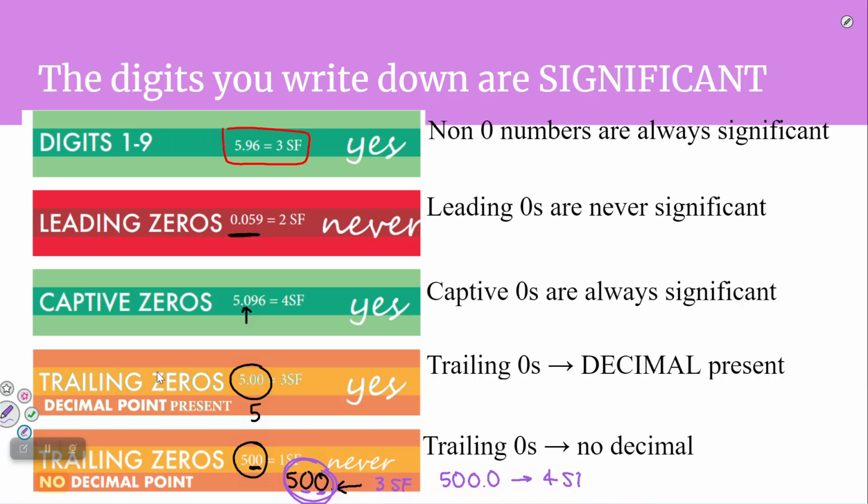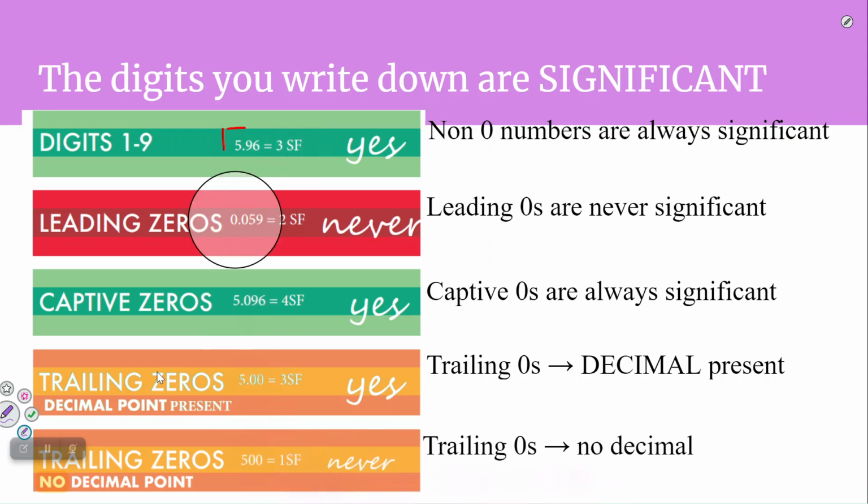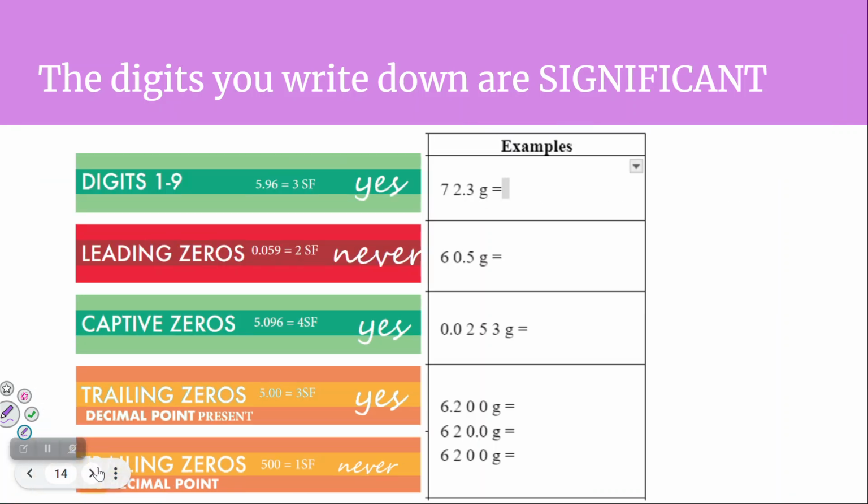4, yay! Okay, so this one is 4 sig figs down at the bottom. All right, so now that we went over the rules, we are going to do some practice. Okay, here we go. So here's the practice on your sheet.